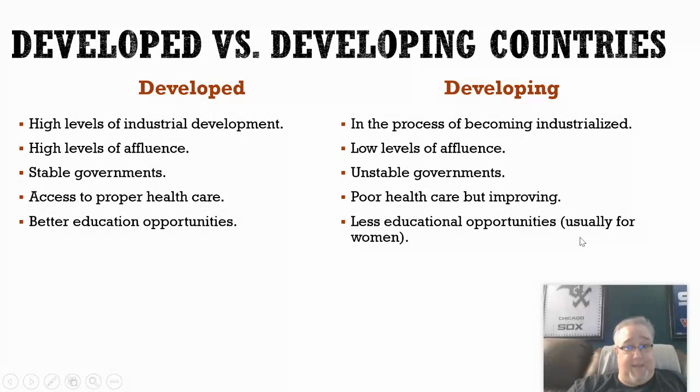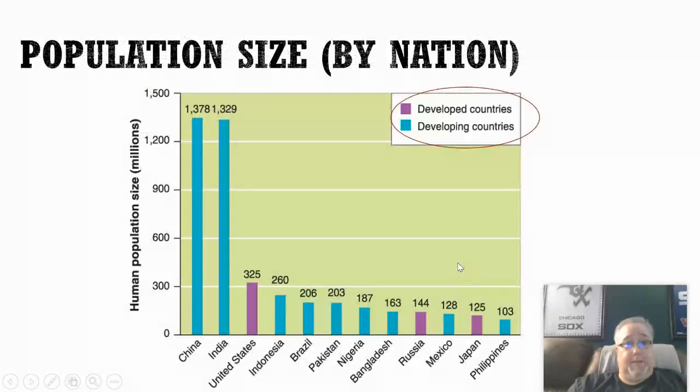That's kind of a key. We'll talk about that in a little while. But one of the big ways that a country can transition from being a developing country to a developed country is just providing more educational opportunities, not just for men, but for women. That seems to be a very critical thing.